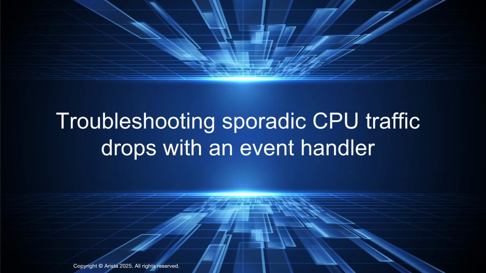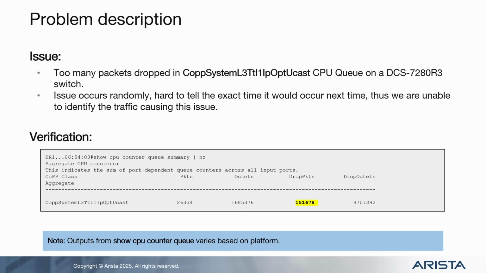Now let's talk about the problem that we're trying to troubleshoot. Our switch is seeing some random drops in a CPU queue called the control plane system layer 3 time to live 1. The drops are sporadic, no clear pattern, so catching them manually will be very challenging if not impossible. But why are these drops happening? The drops are not the main issue here. Think of them as just a symptom.